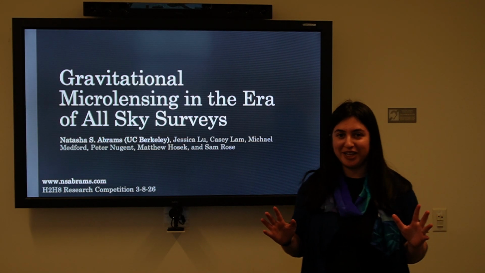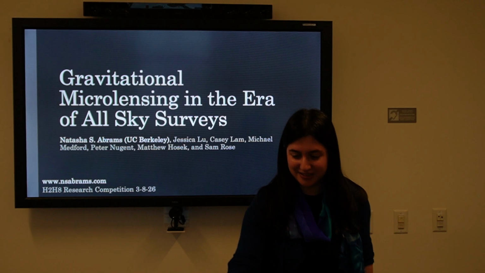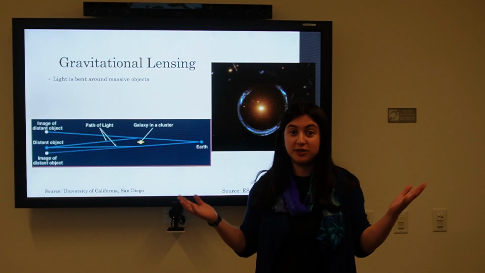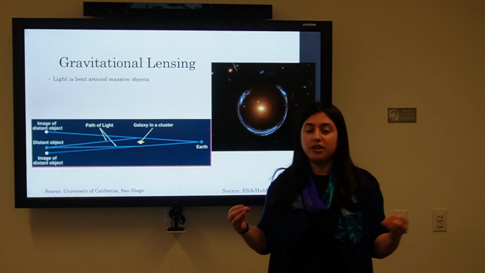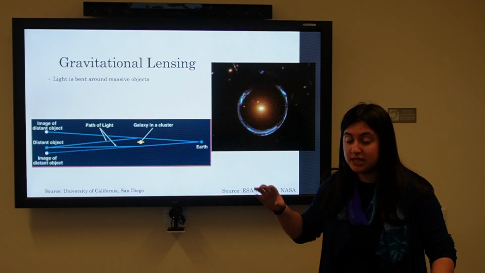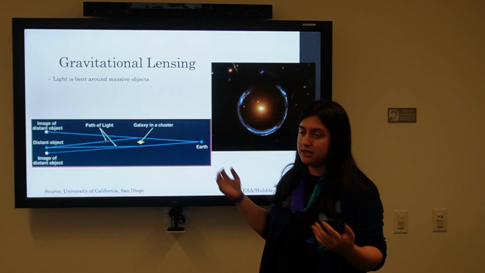Talk about gravitational microlensing in the era of all-sky surveys. So first, what is gravitational lensing? Gravitational lensing is when you have a massive object that bends light around it.